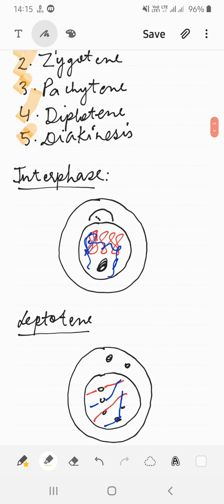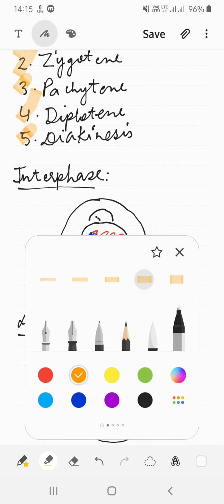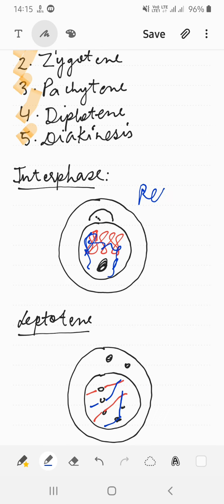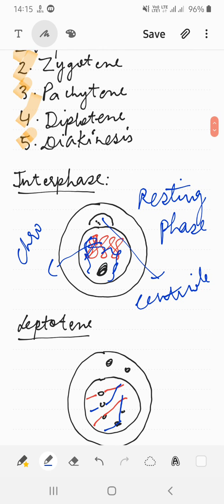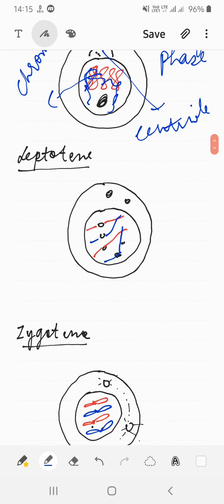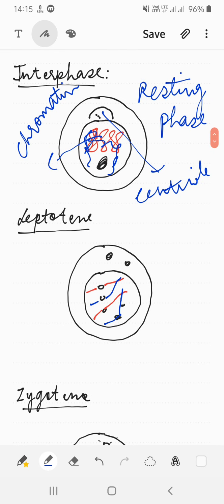Interphase means when your cell is resting and no change is there, having chromatin material, nucleolus, chromatin material, centriole in animal cells, that is your centriole, and the network of the chromosomes, that is your chromatin material. And now the changes take place in that, and during the interphase DNA replication takes place once only.